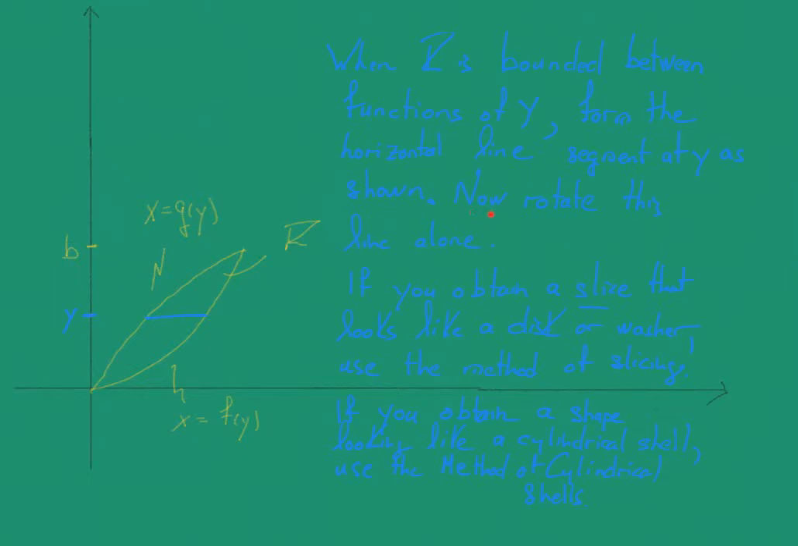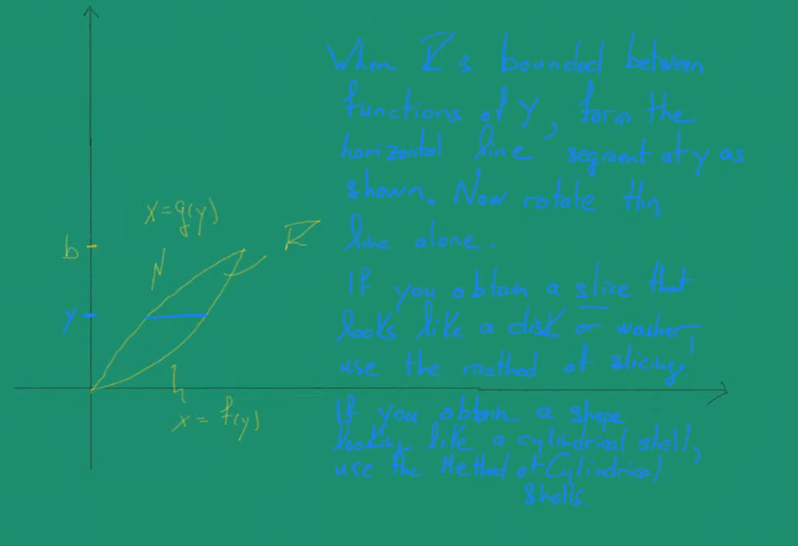Now, what do we do? We rotate this line alone. If, after rotating this line alone, you obtain a slice that looks like a disc or washer, well, use the method of slicing. On the other hand, after you rotate this line segment alone, if you obtain a shape looking like a cylindrical shell, use the method of cylindrical shells.